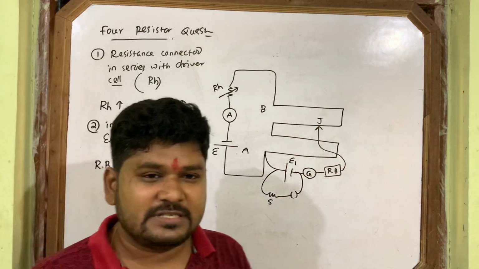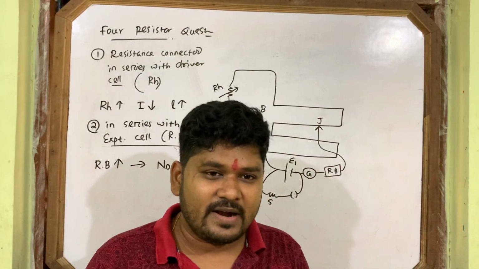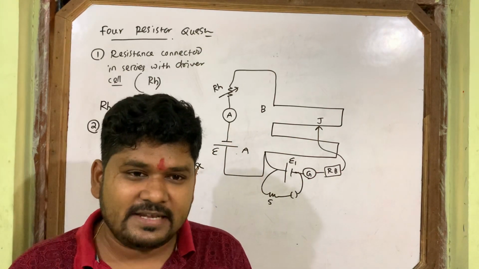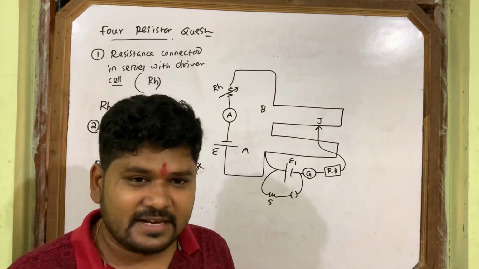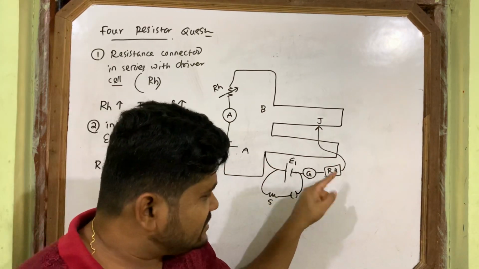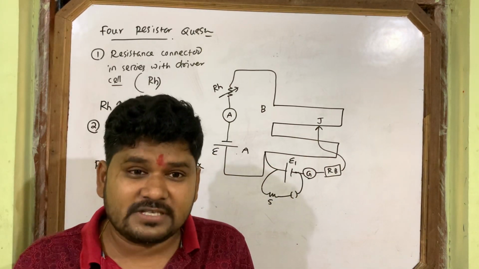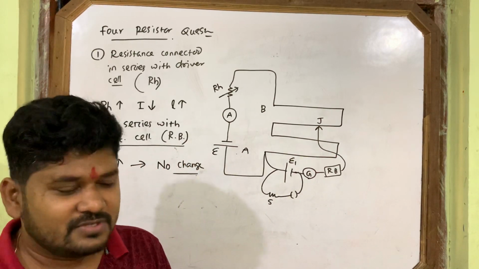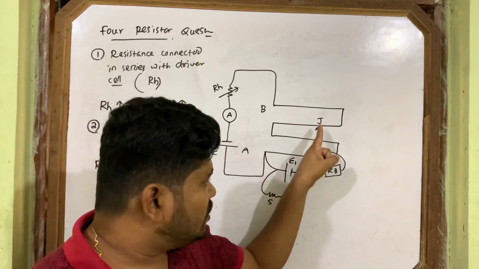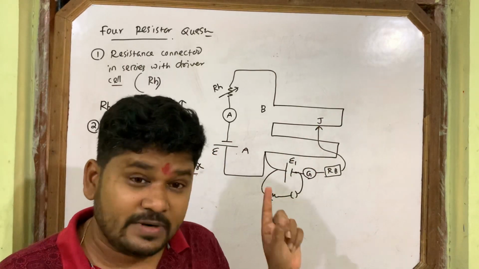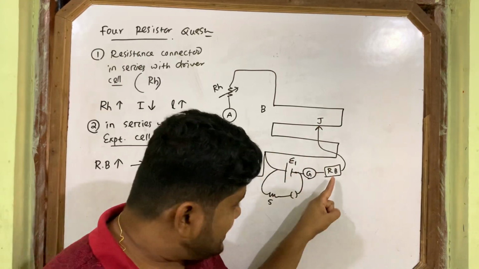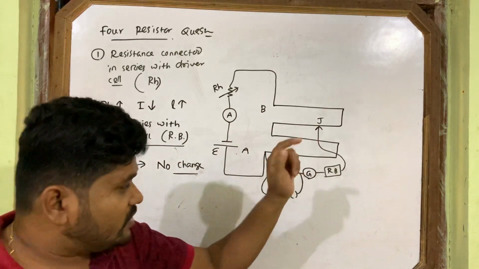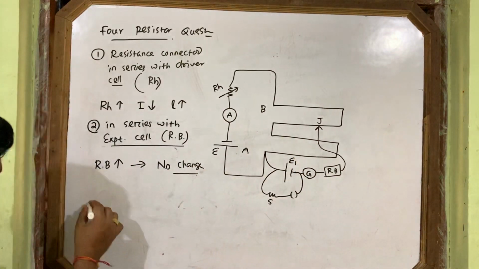When no current passes through this line, what is the use of this resistance box? If the resistance box is there, but no current passes, then it has no role. What is the role of the resistance box? You may increase, you may decrease, it doesn't matter. When the null point is there, you get the null point. At that time, if you change this resistance box, as no current passes, its reason you can write.